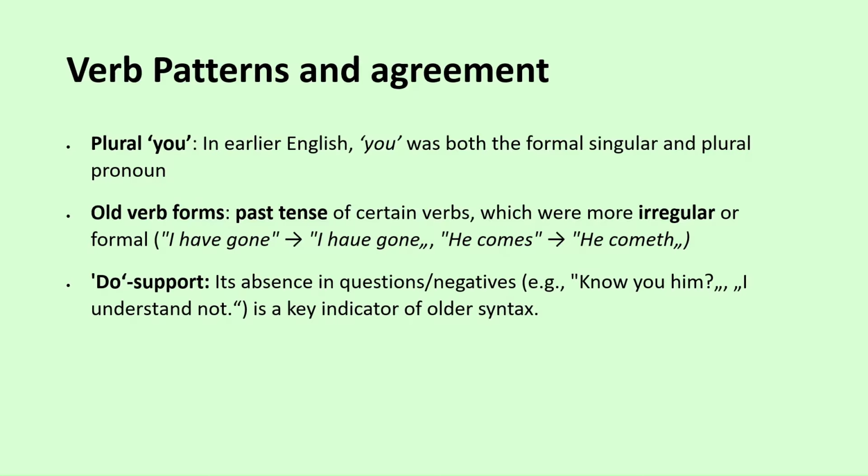Pay attention to do support as well. Its absence in questions and negatives is a key indicator of older syntax. In older English, particularly before the 17th century, negation was often formed without the help of do. So you said, I understand not, instead of I do not understand.